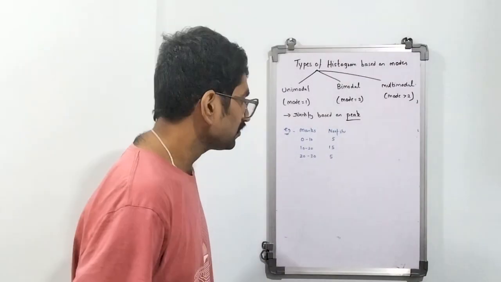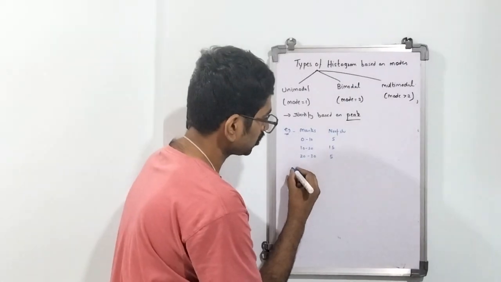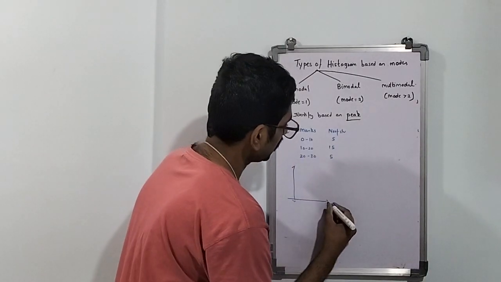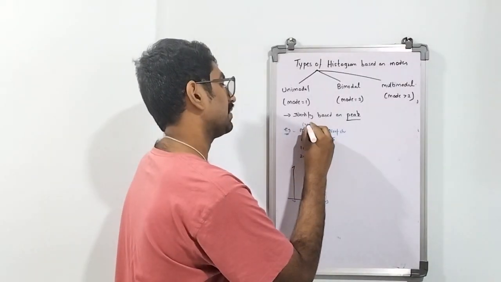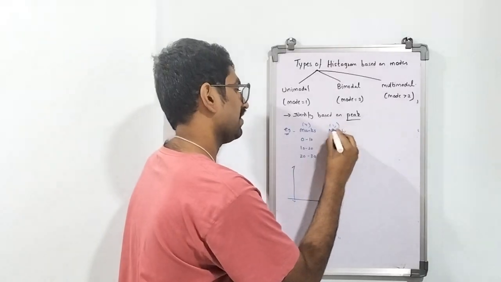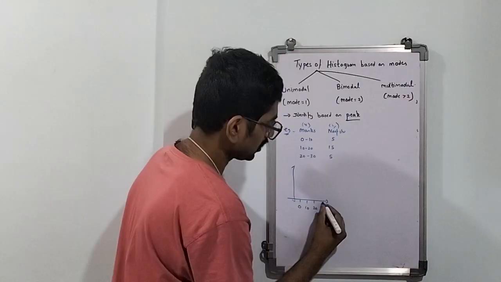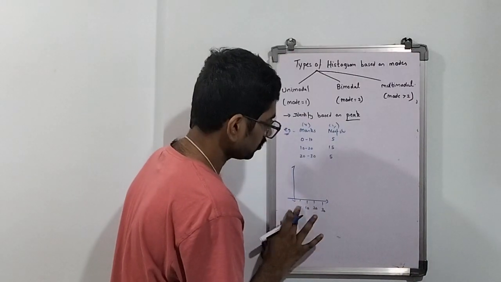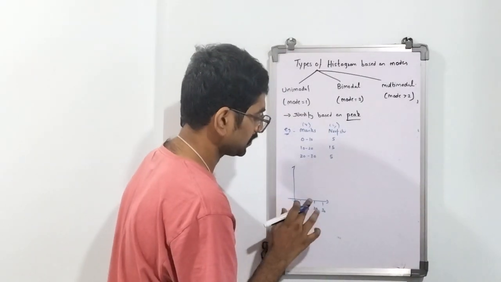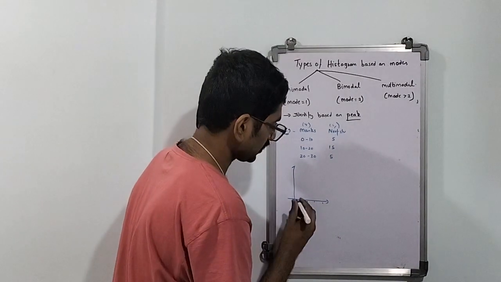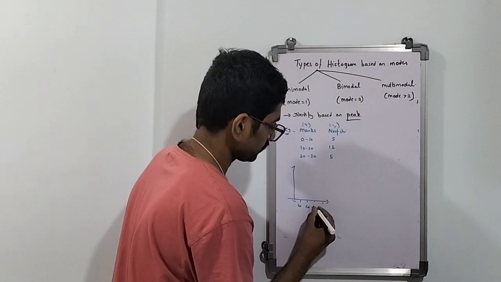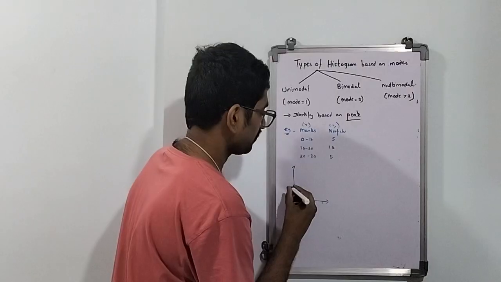Now what we will do? We will have to draw the histogram. Here marks will be the x and students will be the y. We will write 0, 10, 20, 30. There is no need to write 0 because 0 is nothing but this particular point. So we will just write 10, 20, 30. Here we will write 5 and 15.